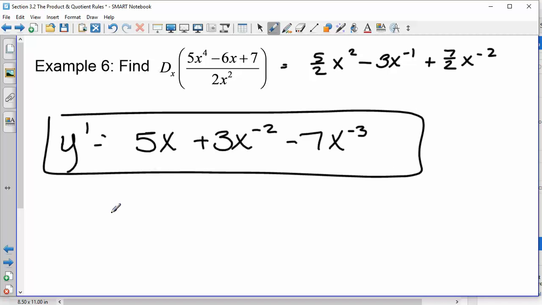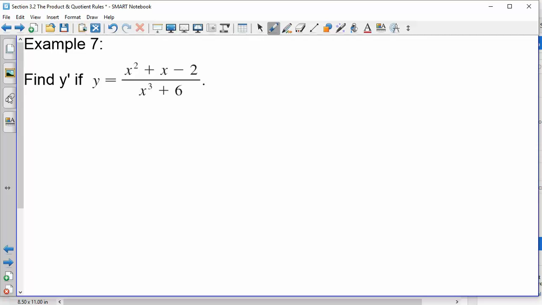So just because we have the quotient rule doesn't mean we have to use it. If it's just a single term on the bottom, simplify it first. That'll save you a lot of time. All right. Let's do one where we can't simplify first. Because the denominator has 2 terms, there is no way to just break this up. So we have to do the quotient rule.